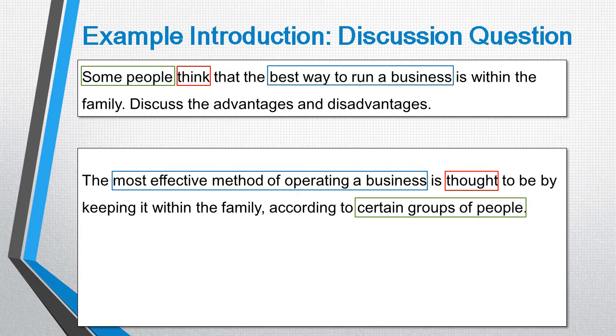And I've put the best way to run a business, paraphrased as the most effective method of operating a business, at the beginning of the sentence. So I've changed the order of the facts, and that means I have to change the form of the word think to thought to use this particular structure. This is immediately showing a range of grammar to the examiners, and is also showing my range of vocabulary as well.